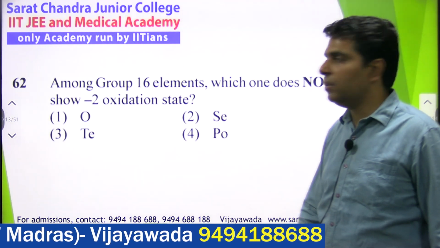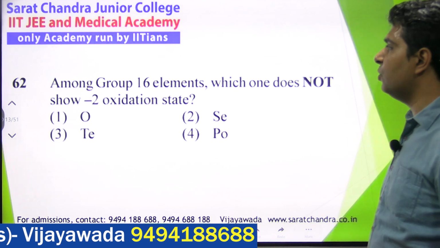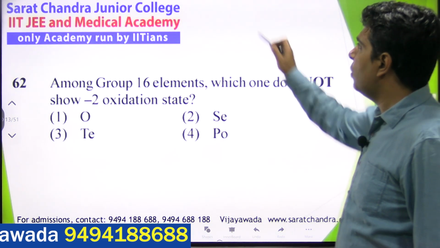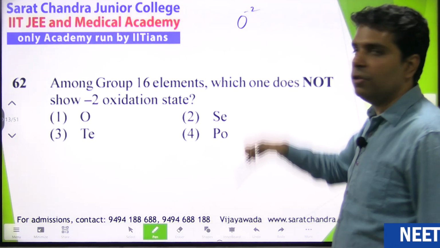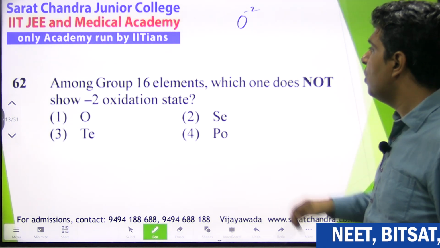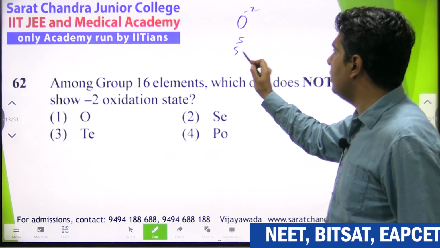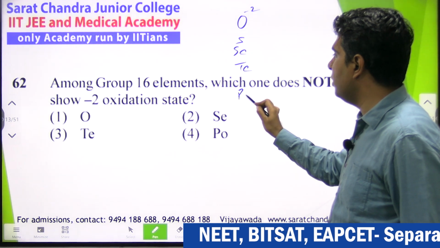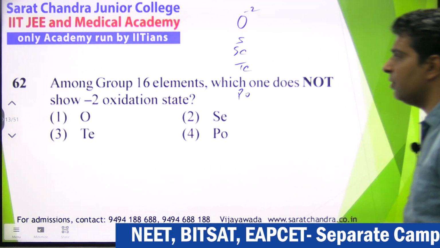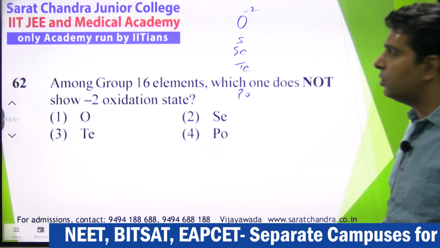Next question, among the group 16 elements, which one does not show the -2 oxidation state? All the group 16 elements have a tendency to show the -2 oxidation state: oxygen, then sulfur, then selenium, then tellurium, then polonium.